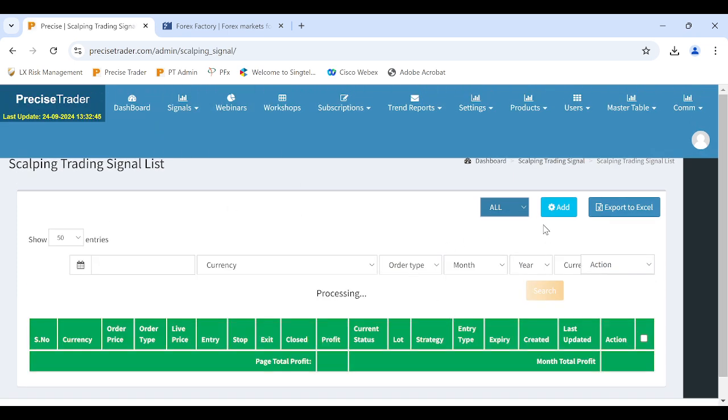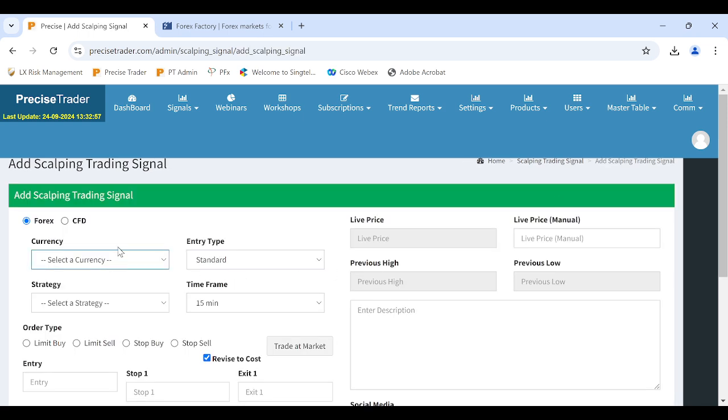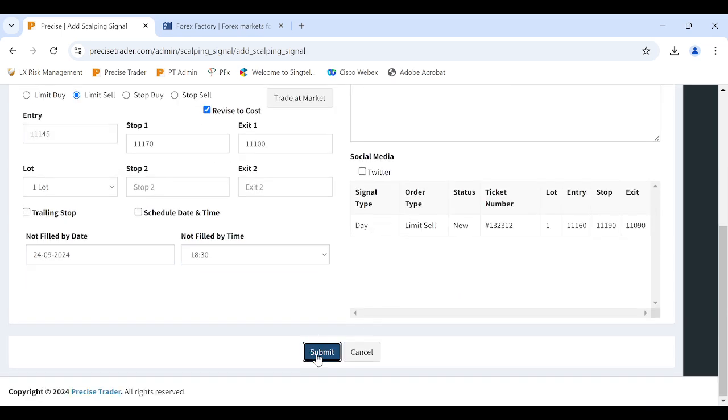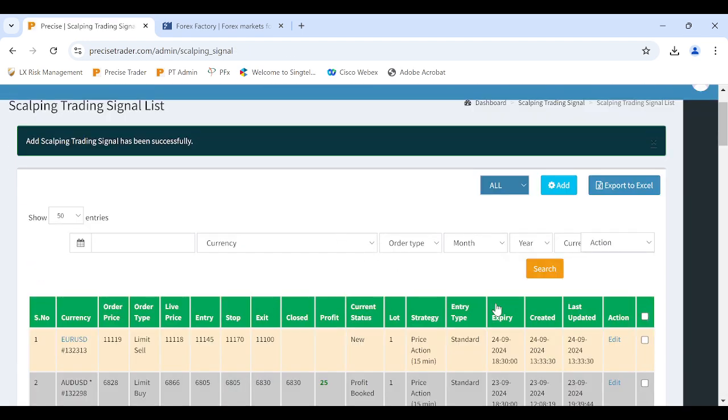The next call would be a scalping trade, which we want to sell at 11145, stop at 70. This one is a conservative play, so we want to exit before 11100. The expiry we want to put is until 18:30. Of course, if we can get it, we will see. If not, in the next round we may decide to change the levels.